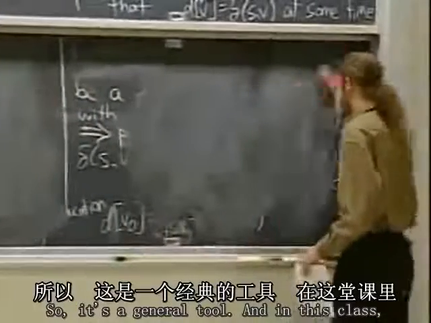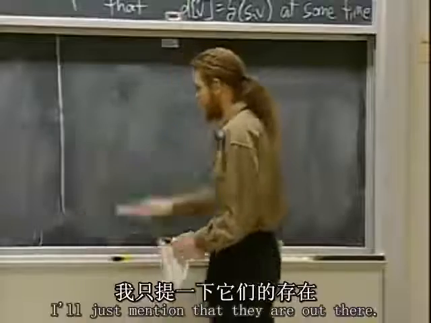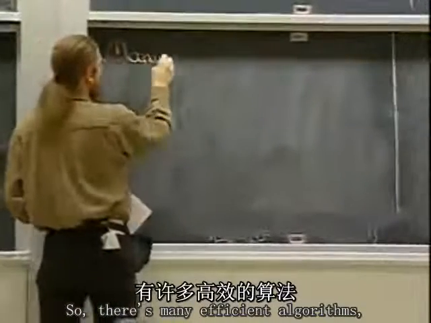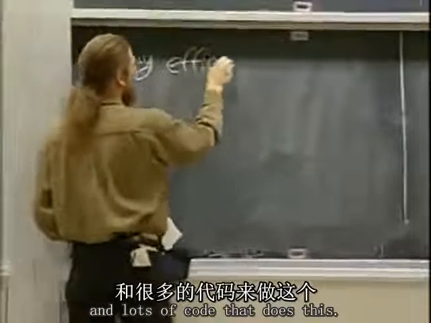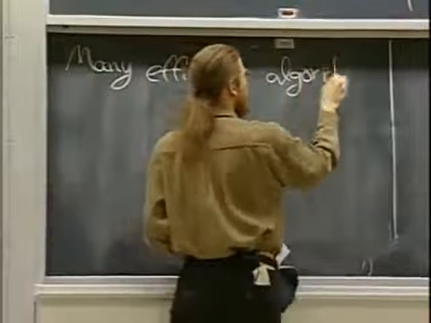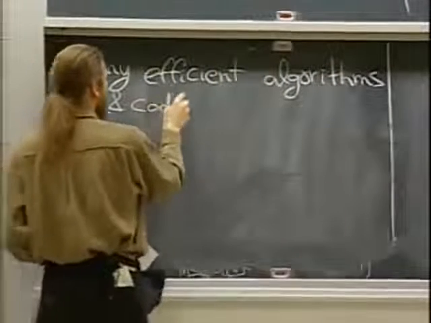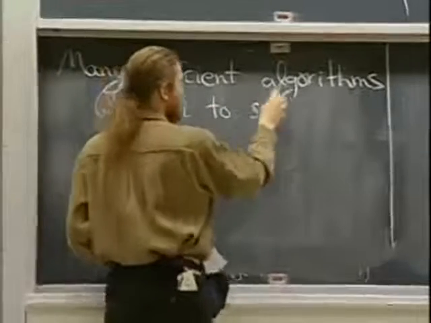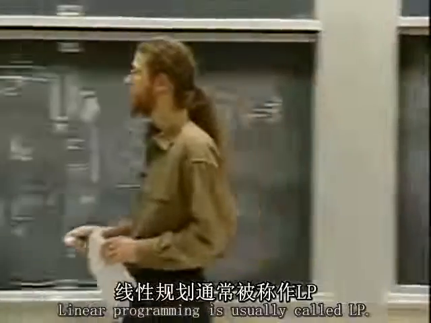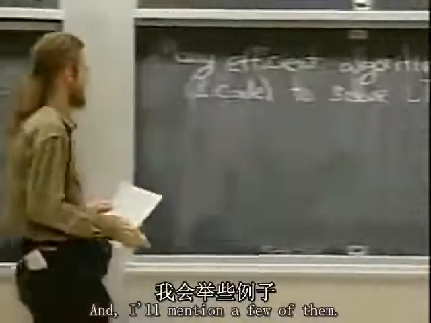And in this class, we will not cover any algorithms for solving linear programming. It's a bit tricky. I'll just mention that they're out there. There are many efficient algorithms and lots of code that does this. It's a very practical setup. So lots of algorithms to solve LPs, linear programs. Linear programming is usually called LP. And I'll mention a few of them.